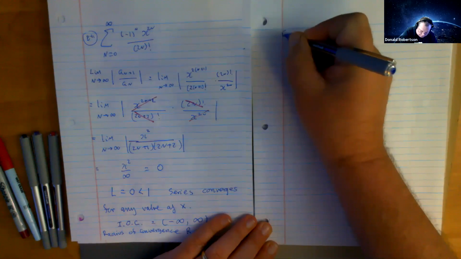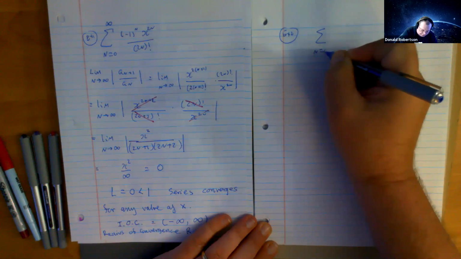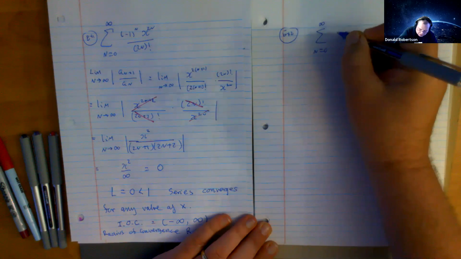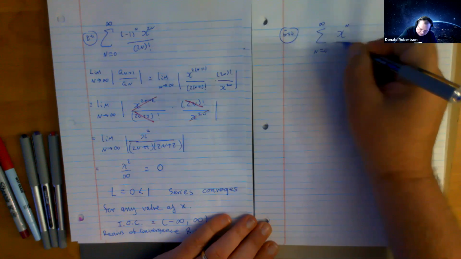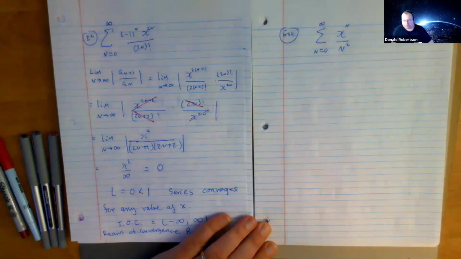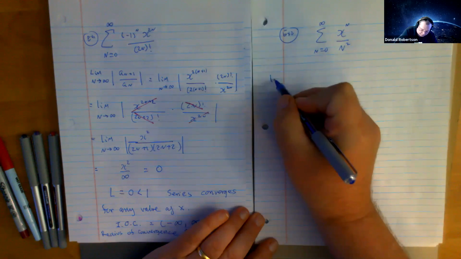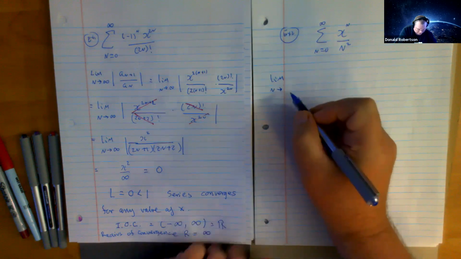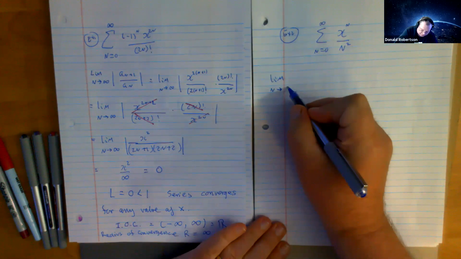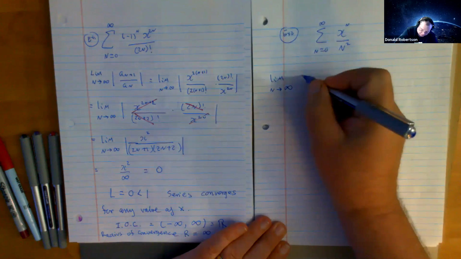Here's example 2. Suppose I have a power series, n equals 0 to infinity, x to the n over n squared. Then I'm going to find, essentially, its interval of convergence. That means the values of x where this power series will converge.